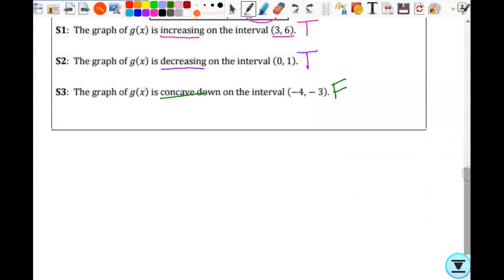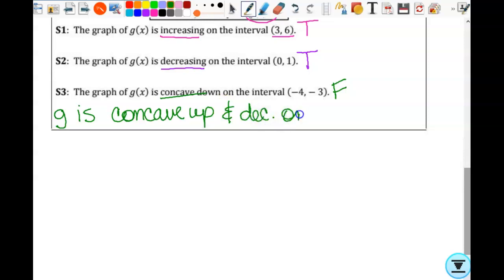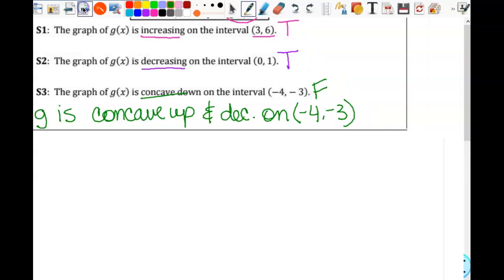Decreasing. So I'm going to say g is concave up and decreasing on -4 to -3. And so on the first one, I said decreasing first. On this one, I said concave first. It doesn't matter as long as you say them both. The order means absolutely nothing. We good? Any questions?